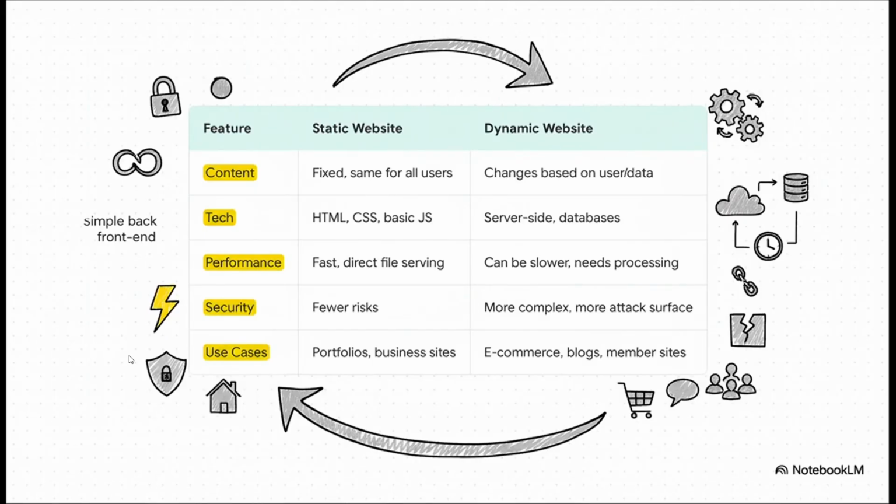This table just lays it all out perfectly. Let's walk through it. You see content type fixed for everyone on static versus changing and personalized on dynamic. That dictates the technology. Simple front-end stuff for static, complex back-end code and databases for dynamic. Now look at the trade-offs. Performance, static is a clear winner, it's just handing over a file. Dynamic has to think and build the page, so it's naturally a little slower. That directly impacts security, simpler or safer, so static has fewer risks. And you can see how the use cases at the bottom just perfectly line up with these strengths and weaknesses.